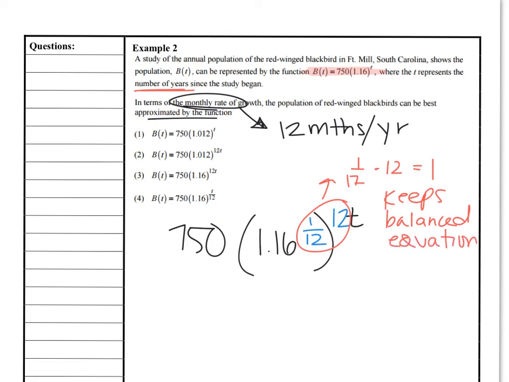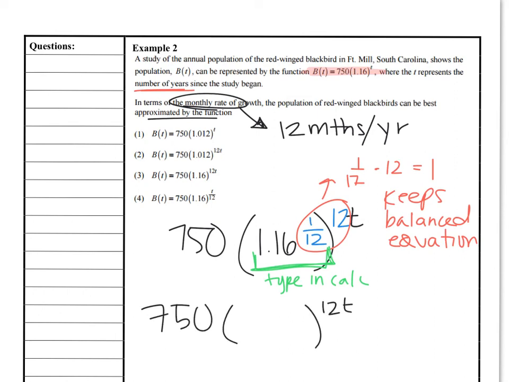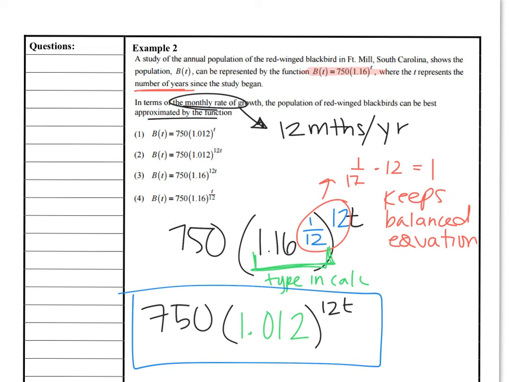But what I'm going to do next to simplify this equation, because you can clearly see that this is not an answer, we have to type this into the calculator. So we still have the 750. Type that middle section into the calculator, still raised to the 12t. And that middle section ends up giving us 1.012. So the initial population stays the same. The only thing that changes is this 1 plus the rate, because the rate's changing to monthly.